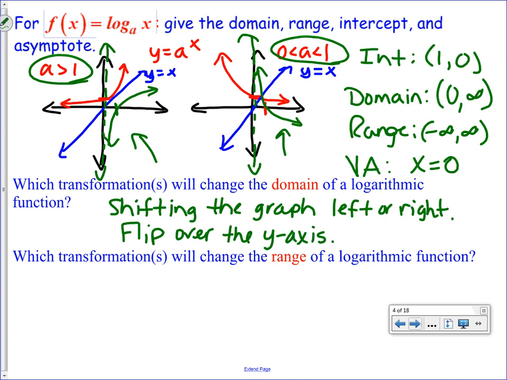And then which transformations will change the range? Actually, none. It will always be all real numbers.